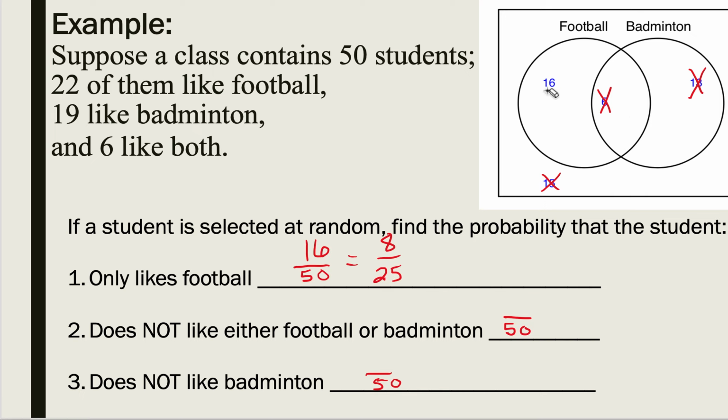All right, so the next one says, what's the probability that they do not like either football or badminton? So how many of these people are saying, I don't like either one? We know that that's the 15 at the bottom. These people are saying, when I ask them, do you like football or badminton? They're saying, no, we don't like either one. So that's the 15 that we're looking for here. 15 out of 50 is going to reduce to 3 out of 10.